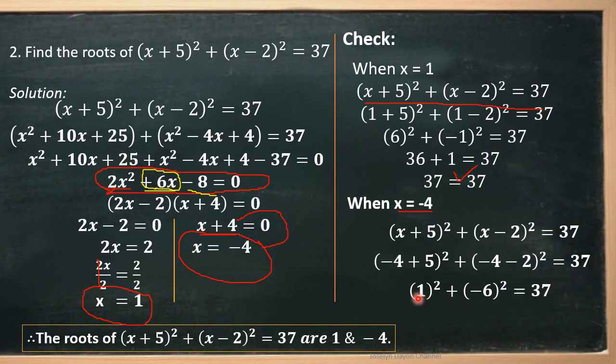1 squared is, of course, 1. The quantity of negative 6 squared is 36. Bring down 37. Of course, 1 plus 36, the answer is 37. Bring down 37. So if we have observed, we also have a true equation when x is equal to negative 4. Therefore, the roots of the quantity of x plus 5 squared plus the quantity of x minus 2 squared equals 37 are 1 and negative 4.